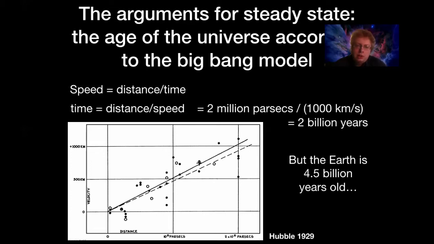So the argument goes like this. Let's imagine that the Big Bang is true. When did it happen? If we take Hubble's observations at face value, and we believe Hubble when he says that galaxies that are about 2 million parsecs away from us are moving away from us at 1,000 kilometers per second, how long must they have been traveling at that speed? If we wind the clock back and imagine these galaxies have been traveling about that fast since the Big Bang, we can calculate when the Big Bang was just by using the formula for speed, distance, and time.